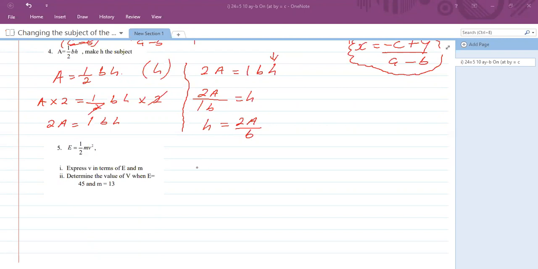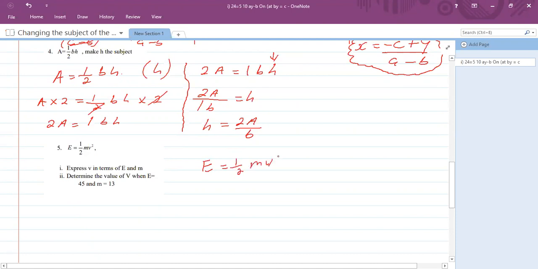Yeah, get rid of the half again. Right, we get rid of the half, right? So it had been E is equal to half MV squared. We still get rid of the half for the 2. So that will be 2E. 2E is equal to 1MV squared. Right? What will I do next? To get rid of the 1M. Get rid of 1M, right?